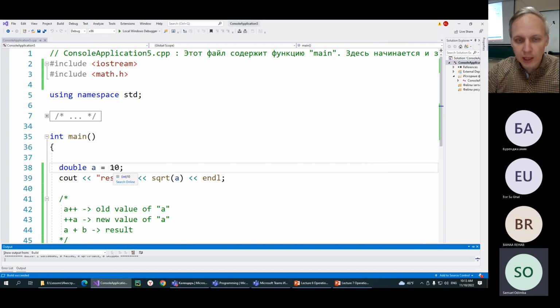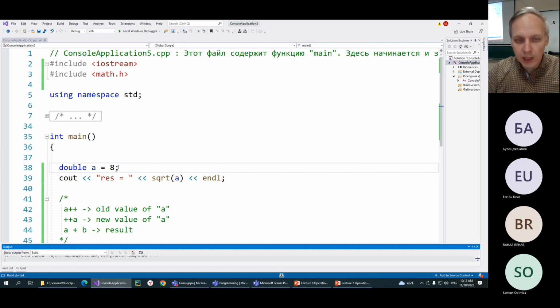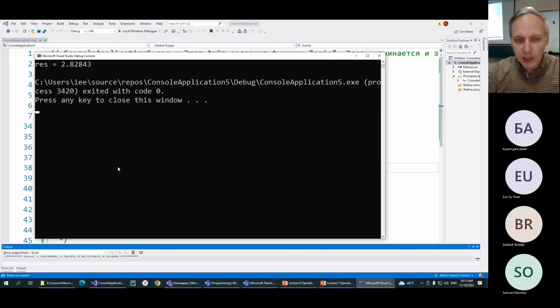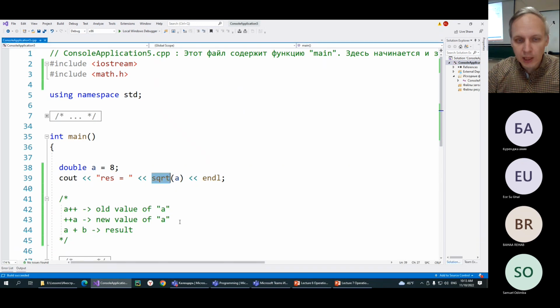And if I write the square root of 8, this value should be a little bit smaller than 3. It should be 2.88, something like this. 2.82. Well, square root is a very important function.